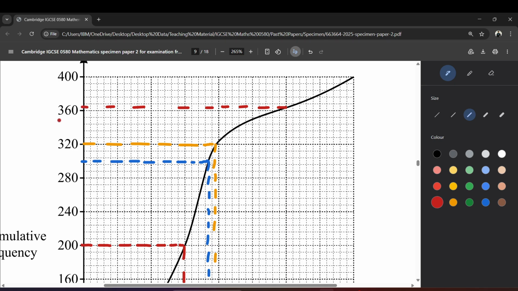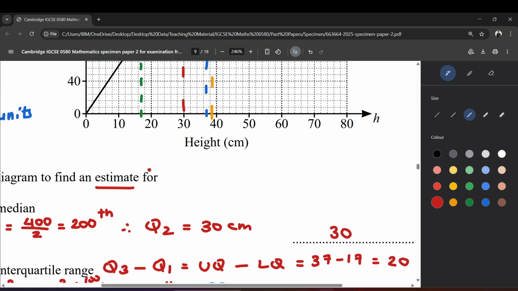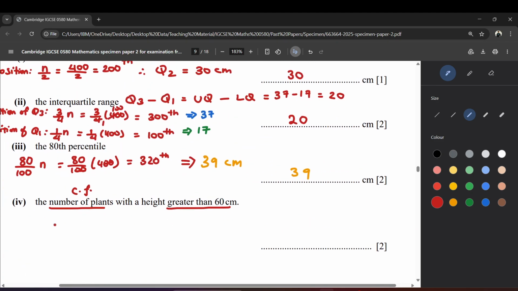Should be around here. So this is 360 and the next one is 368, because remember each small box is 8 units on the y-axis. So this should be 364 then. Okay, so this should be 364. So that will be 400 minus 364.